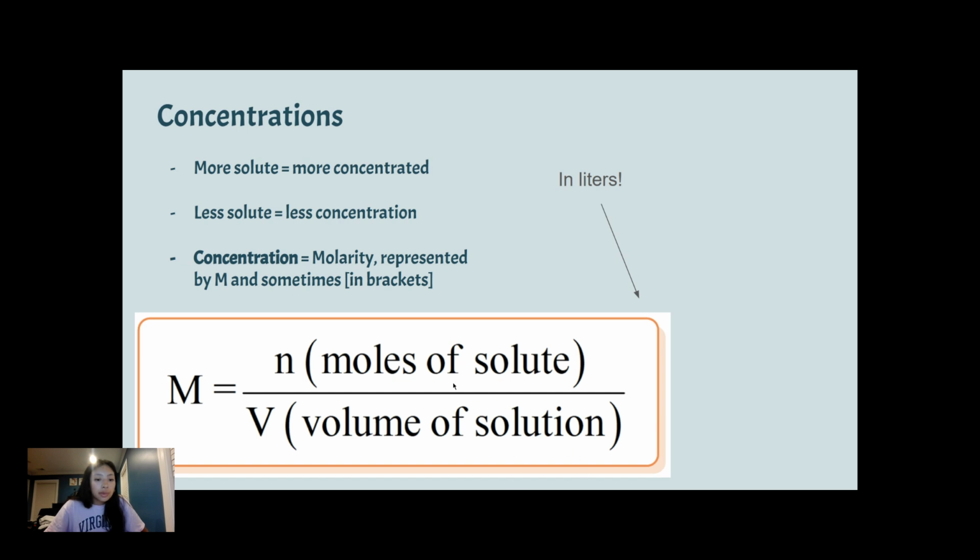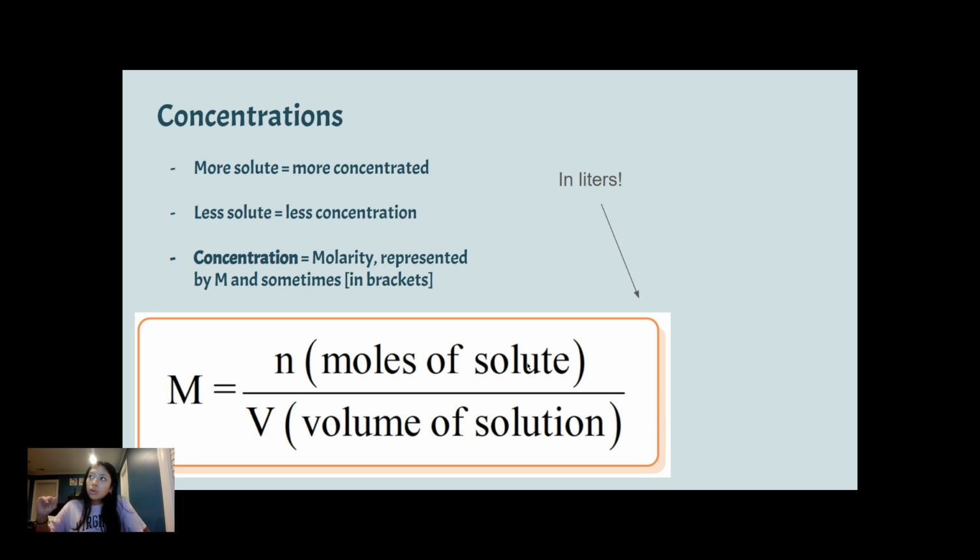Okay, and this is the formula for finding molarity. If this confuses you, just remember molarity is equal to moles over liters. That's how I like to think of it. Molarity is always moles over liters. So it's going to be moles of solute over liters of solution.